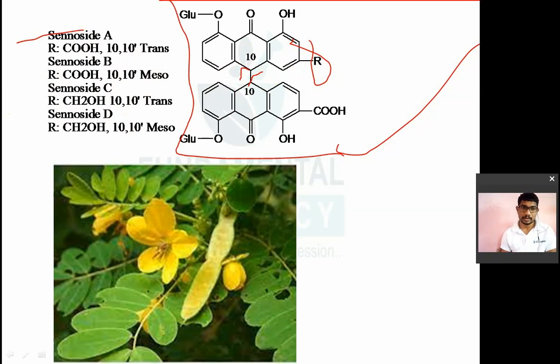So in sinusoid A, the R group is COOH and the configuration at 10 and 10 dash is trans. In the case of sinusoid B, again the R group is a carboxylic acid group, and the configuration at 10 and 10 dash is meso.